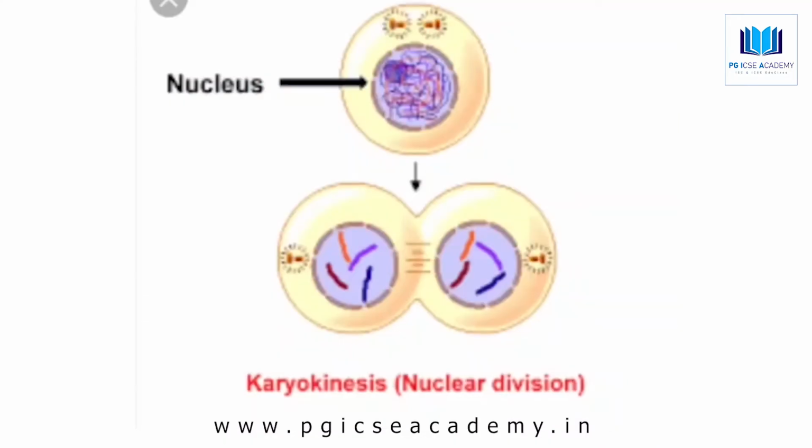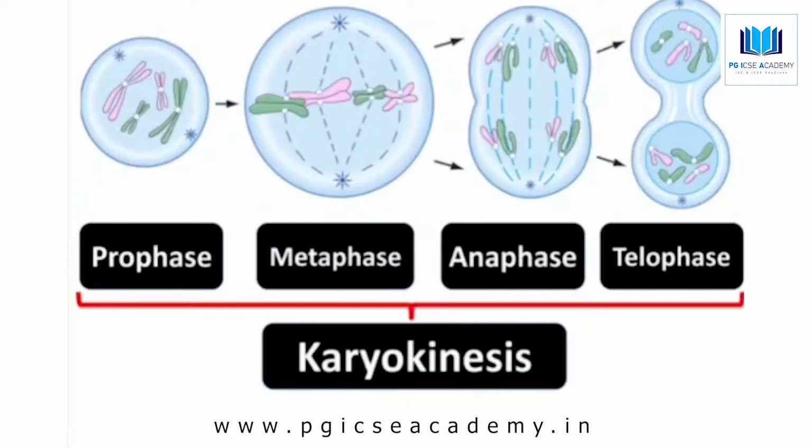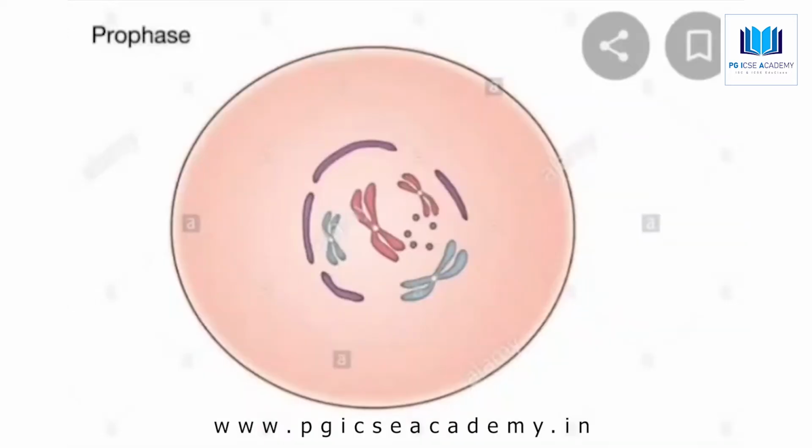Karyokinesis of mitosis occurs in four main phases, although each of these phases merges into the next phase, thereby making it a continuous process. Karyokinesis literally means division of nucleus. The four phases of karyokinesis are prophase, metaphase, anaphase, and telophase. First, let's understand prophase.